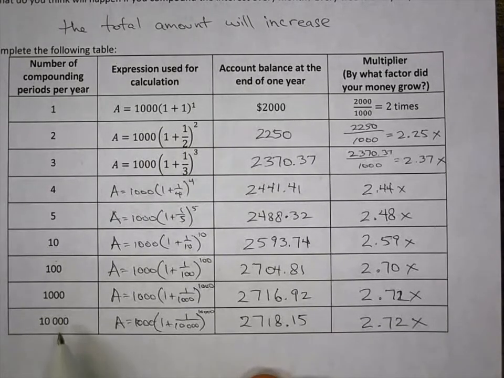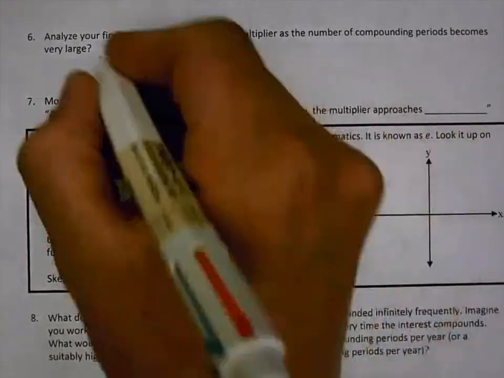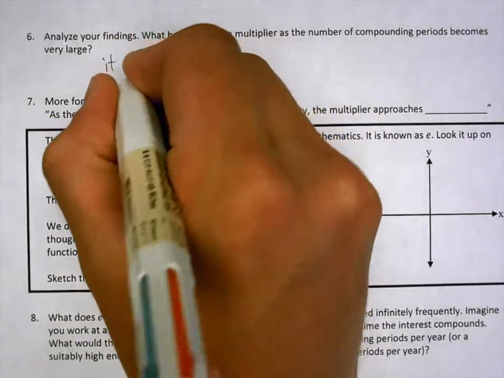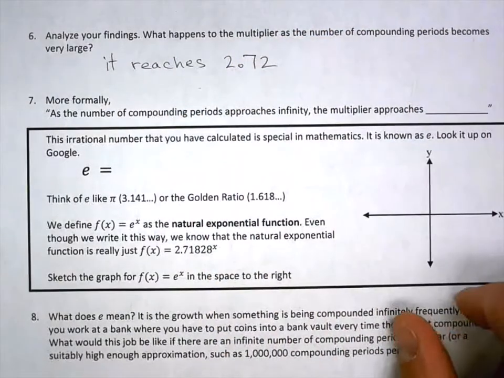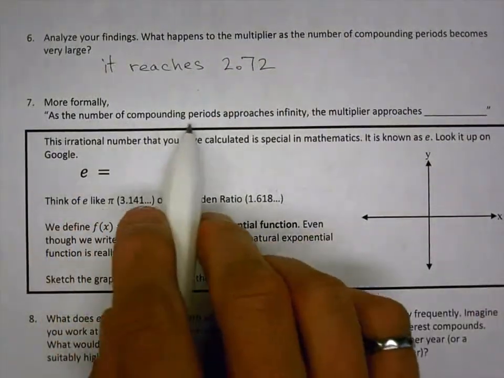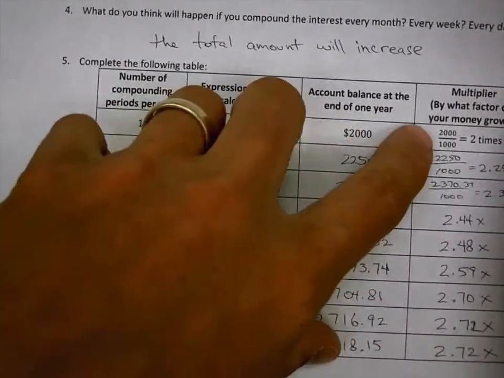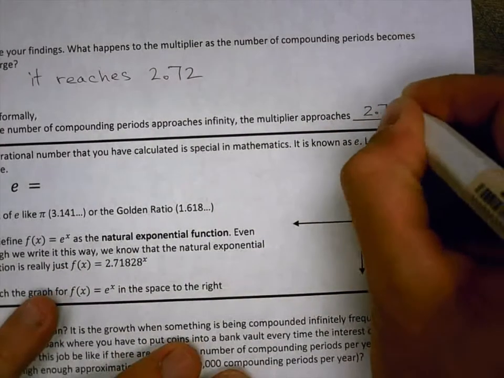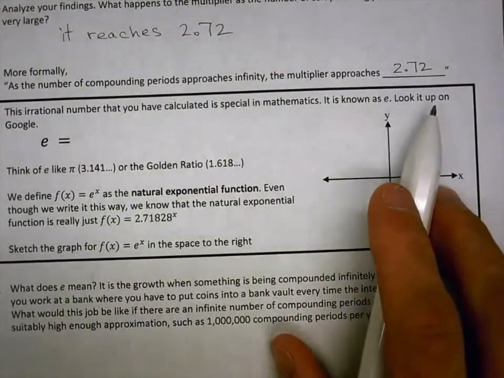I've gone from 1,000 to 10,000, and the multiplier is essentially the same. So, look at my findings. What happens to the multiplier as the number of compounding periods becomes very large? It reaches 2.72. Or more formally, as the number of compounding periods approaches infinity, that is, as this number gets bigger and bigger and bigger, my multiplier approaches 2.72. This is important. It doesn't just increase forever. It reaches this number, 2.72.